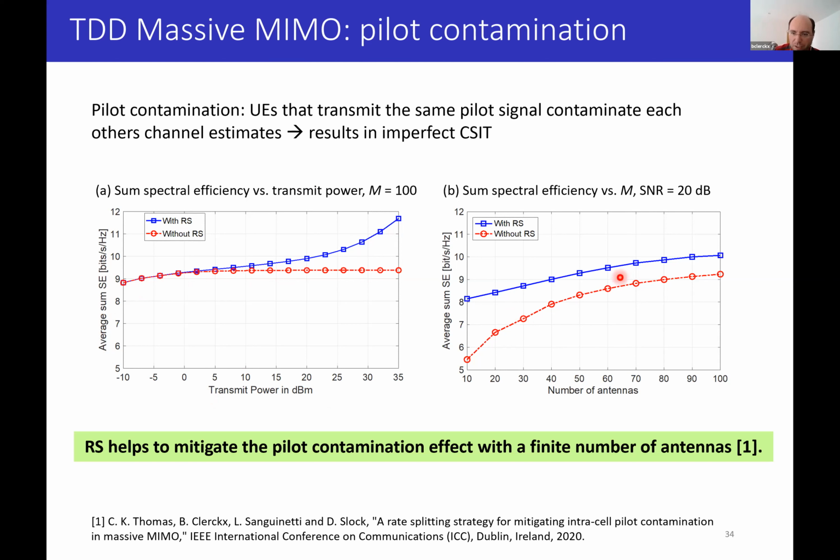If you increase the number of antennas as well, you see that for a finite number of antennas, you have a spectral efficiency increase with rate splitting compared to classical massive MIMO, simply because the system becomes more robust to pilot contamination and imperfect CSIT.